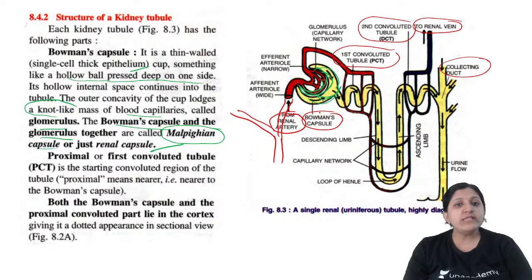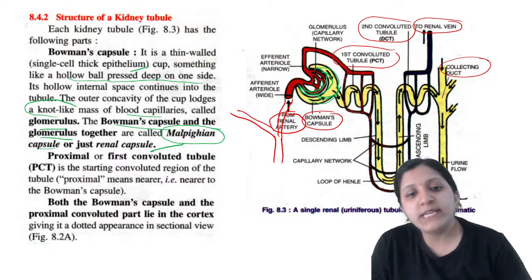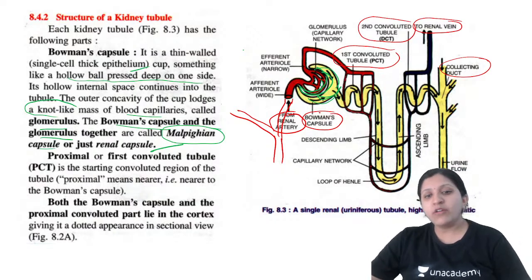Next, the proximal or first convoluted tubule, basically PCT. It is the starting convoluted region.